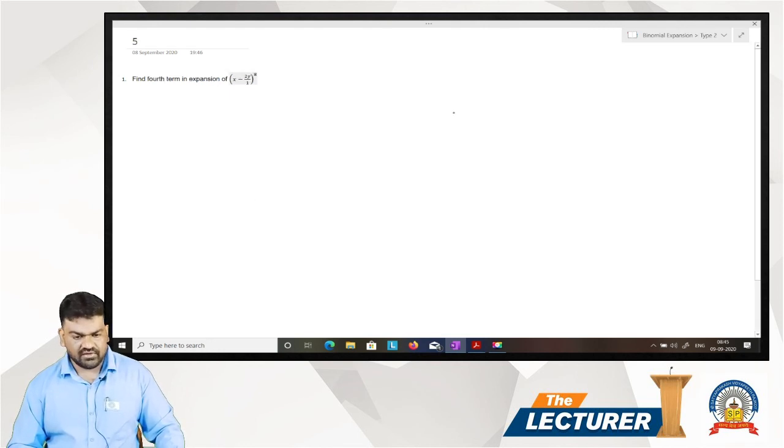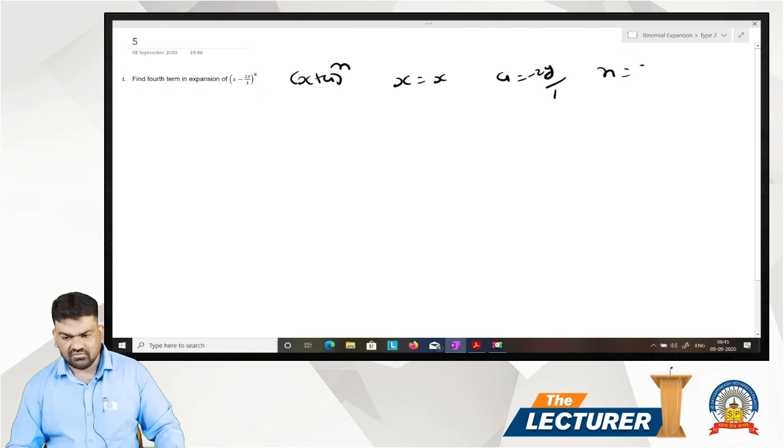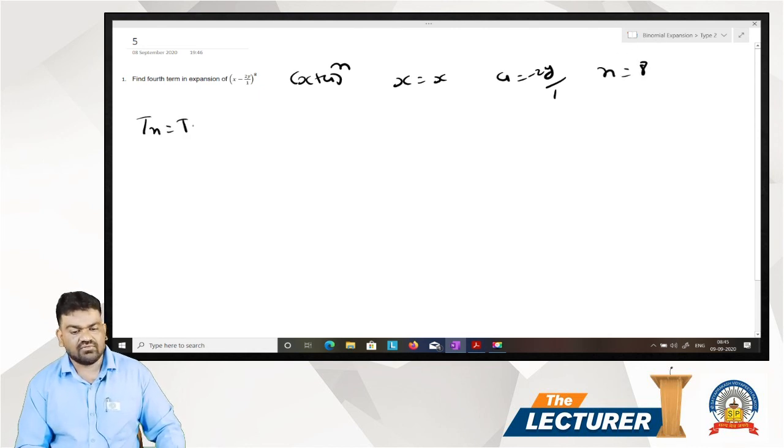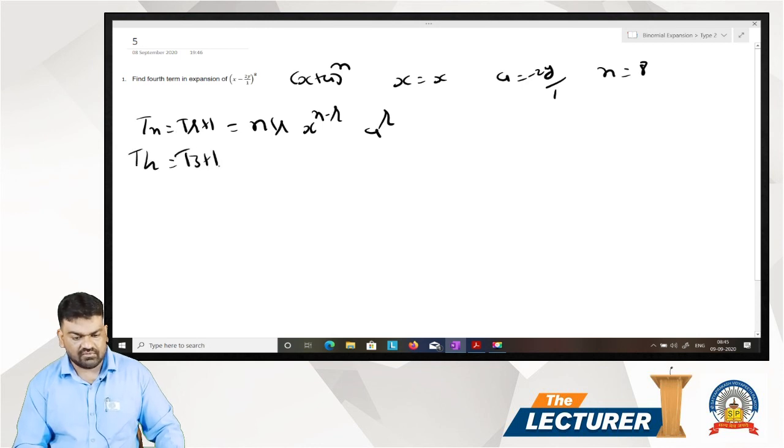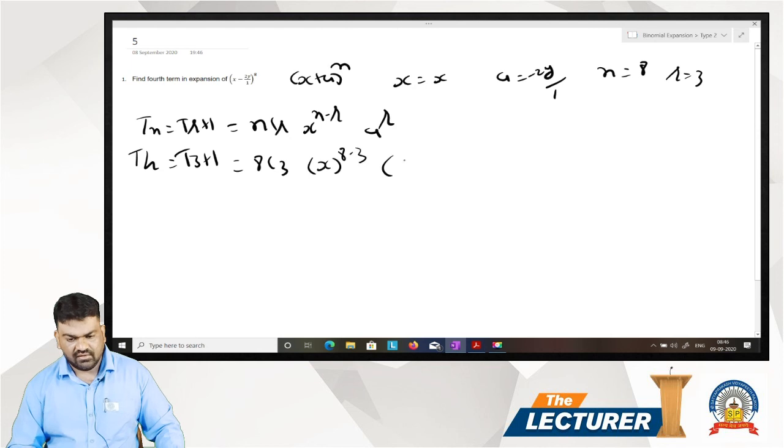Next, example number 5. Find the fourth term in the expansion of (x minus 2y upon 1) raised to 8. (x plus a) raised to n, x is equal to x, a is equal to minus 2y upon 1, n is equal to 8. Tr plus 1 is nCr x raised to n minus r, a raised to r. T4, that is T3 plus 1, r is equal to 3. 8C3, x raised to 8 minus 3, minus 2y divided by 1, that is minus 2y raised to 3.